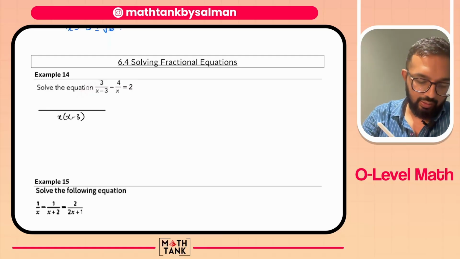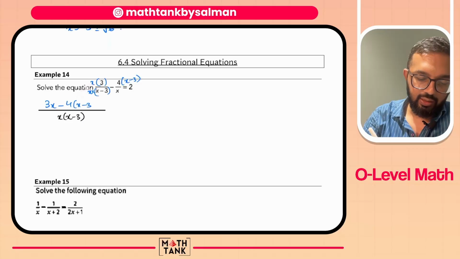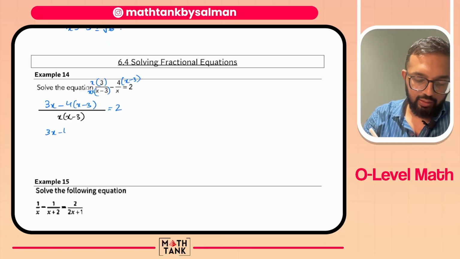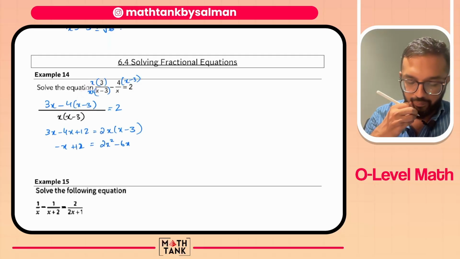Now, since this one is missing an x in the denominator, you multiply by x, and you multiply by x here as well, so this becomes 3x. Similarly, this becomes 4 times x minus 3 equals 2. Then you have 3x minus 4x plus 12 over... can I actually just cross multiply this? So I'm left with minus x plus 12 equals 2x squared minus 6x.